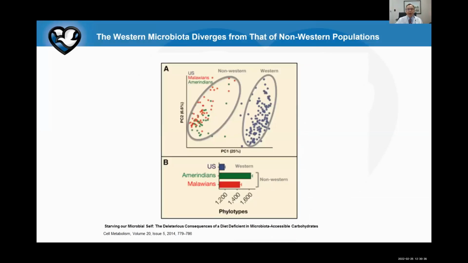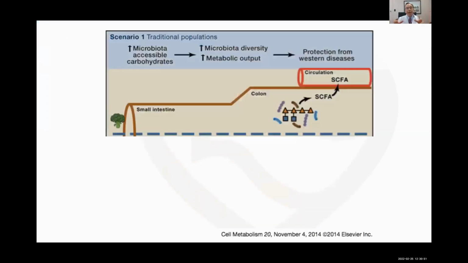And they've studied non-Western populations, Western populations, and the fiber intake. And as you can see, how much of a difference there is in terms of the number of phylotypes between Western and non-Western populations. And they have come up with this hypothesis. Scenario 1, traditional populations: increased MAC intake, increased microbiota diversity, increased metabolic output, protection from Western diseases.